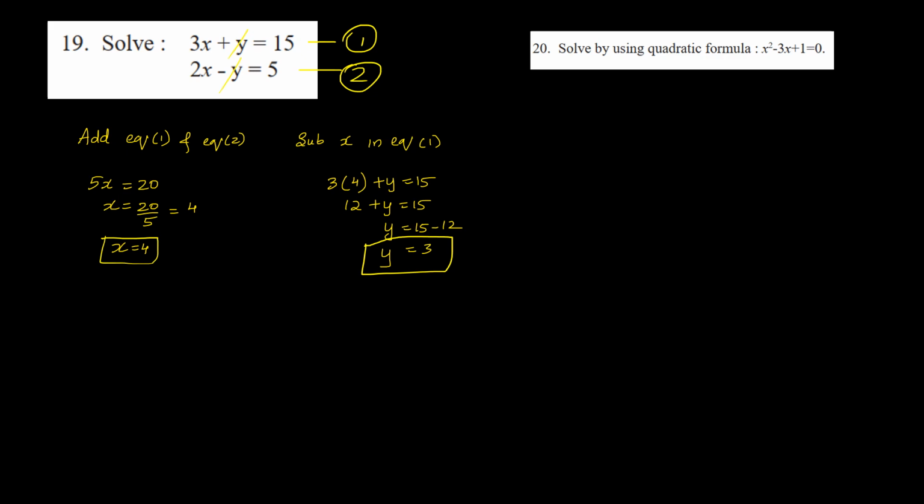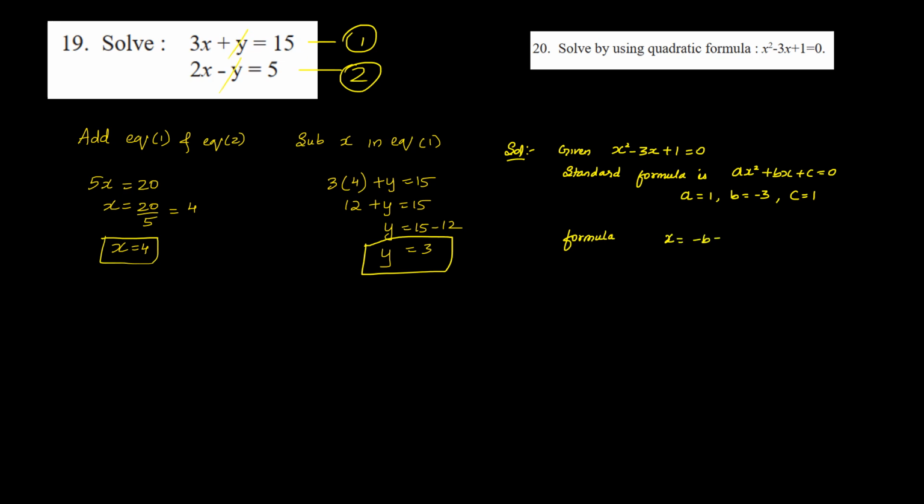Question number 20. Solve by using the quadratic formula. So what is the given equation? The equation is x square minus 3x plus 1 is equal to 0. So what is the standard equation? We know that it is ax square plus bx plus c is equal to 0. So what is the value of a, b, c? a is 1, b is equal to minus 3, c is equal to 1.